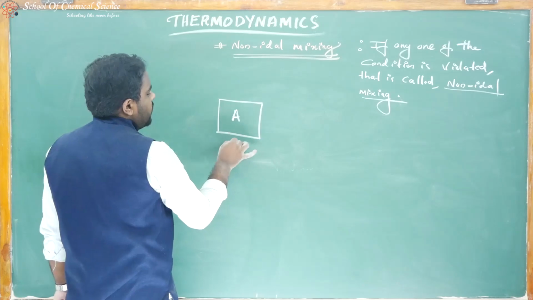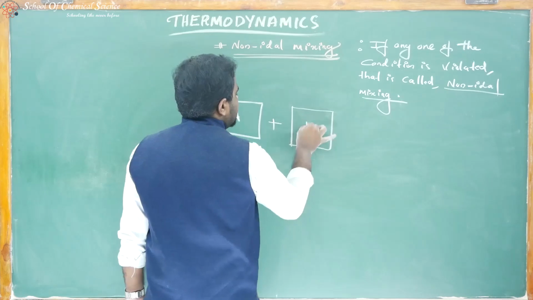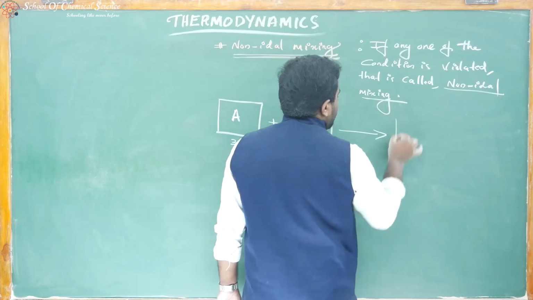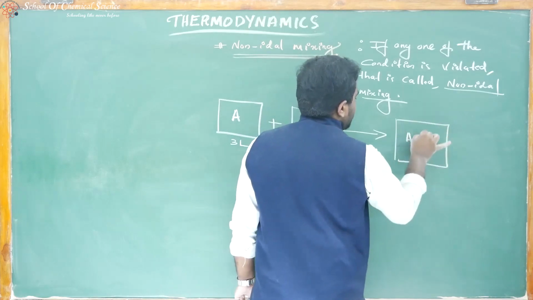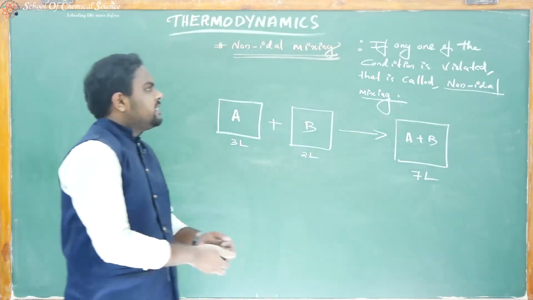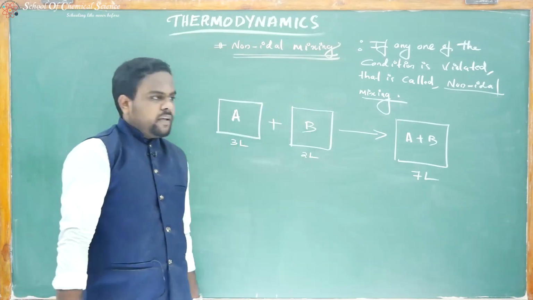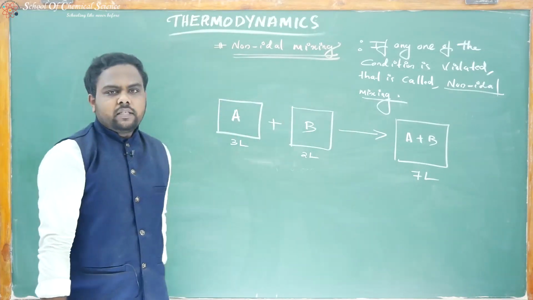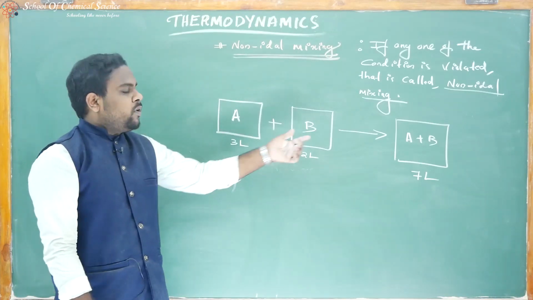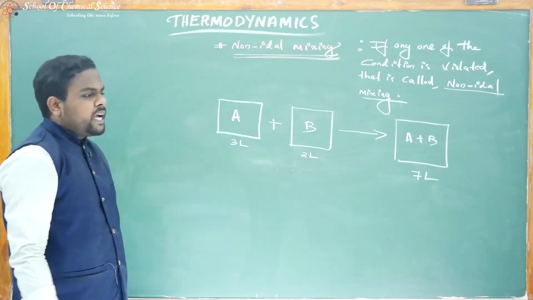For example, if a gas A having volume 3 liter is mixed with a gas B having volume 2 liter, when A and B are mixed together, total volume equal to 7 liter, whether it is ideal mixing or not. Here volume 3 liter, here volume 2 liter, so 3 plus 2 is 5, but on mixing its volume becomes 7 liter. So here change in volume, delta V mixing not equal to 0, initial volume not equal to final volume. So it's an example for a non-ideal mixing.